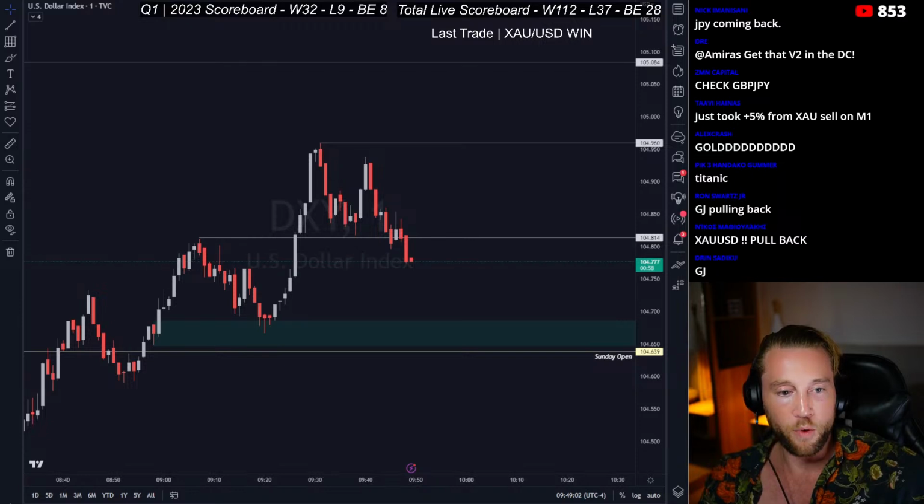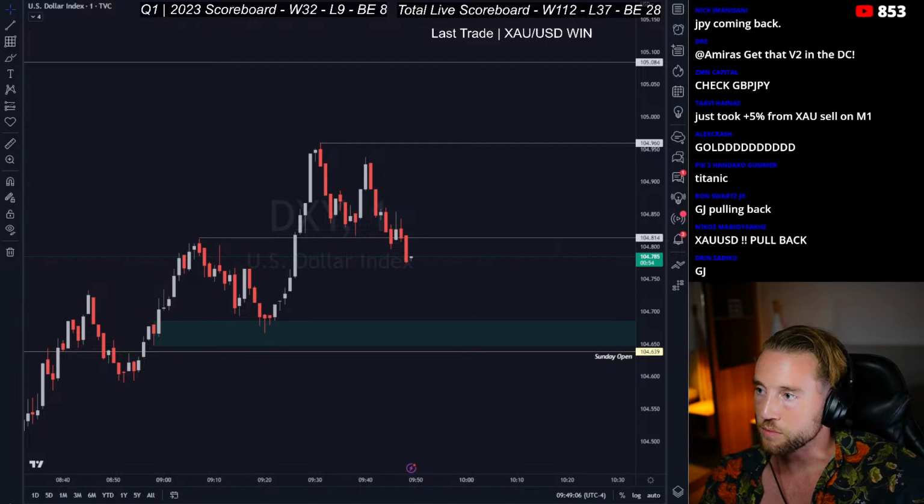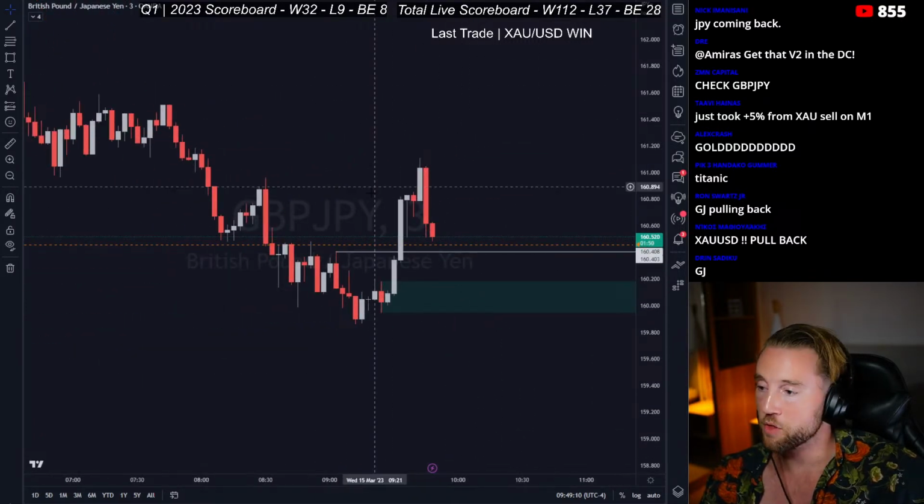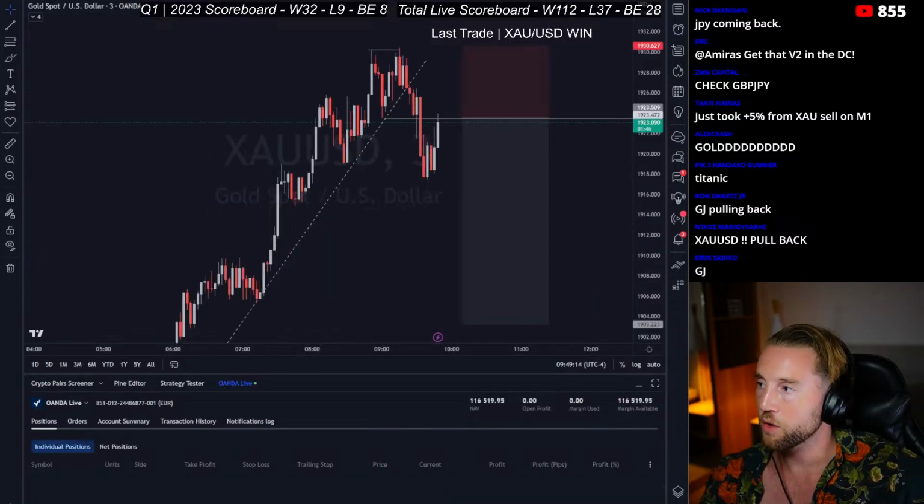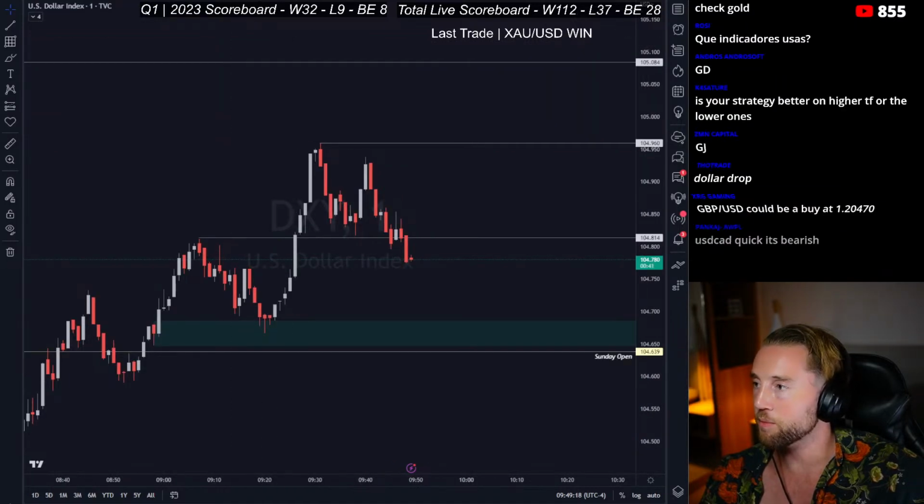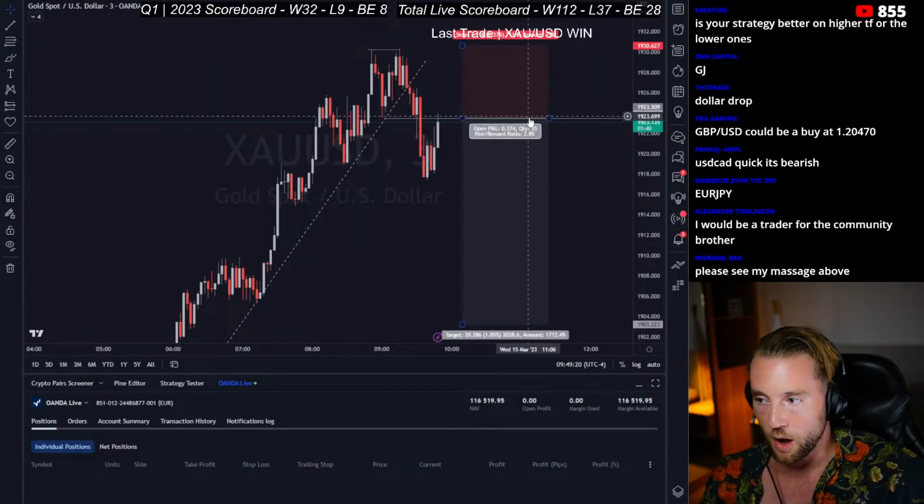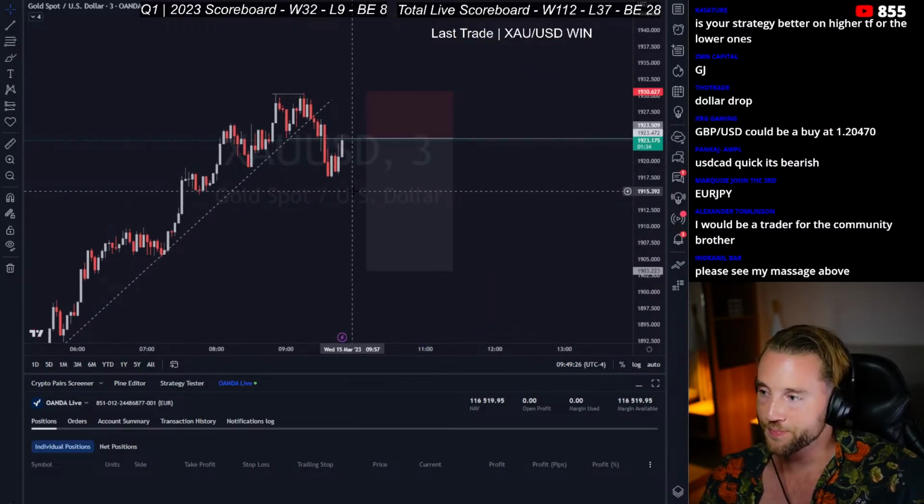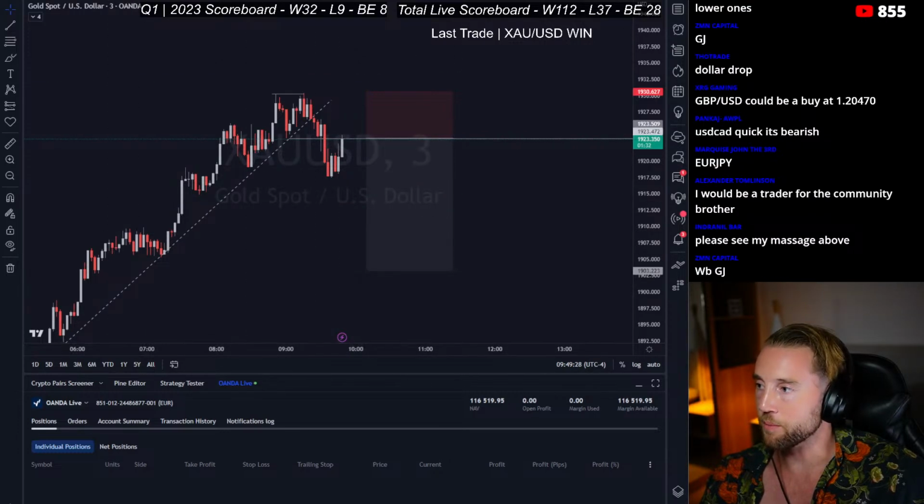GU could be a buy at 124.70. Yeah, GJ is something I'm interested in potentially here. Okay, we're coming actually very close right now to that zone. Couple of interesting ones. Yep, dollar coming down, gold coming up right now. We're actually now at that particular zone. But I'm gonna wait here.